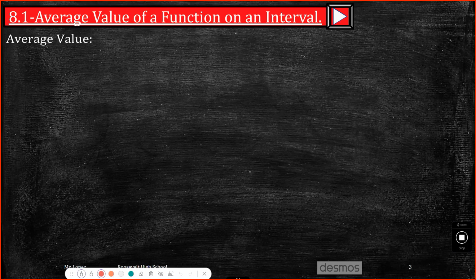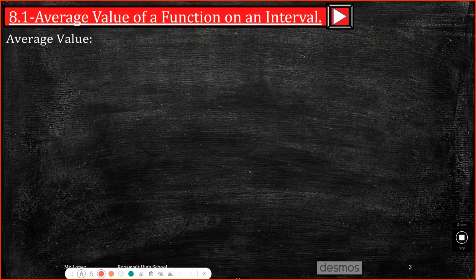All right, lesson 8.1, average value of a function on an interval. Average value, what is average value? So yes, we're skipping when it comes to the last two chapters, the last two units. I always just go from 6 to 8 and then maybe come back to 7, because 6 and 8 are related.